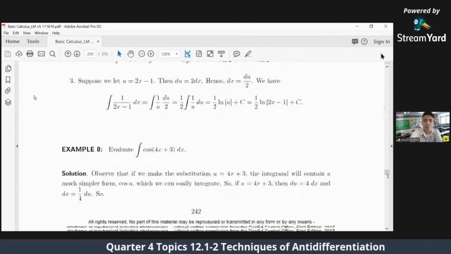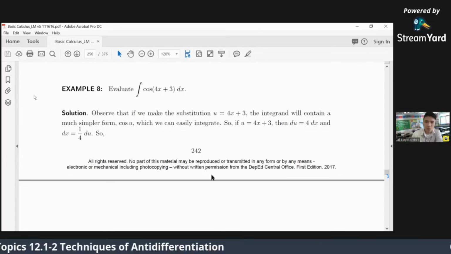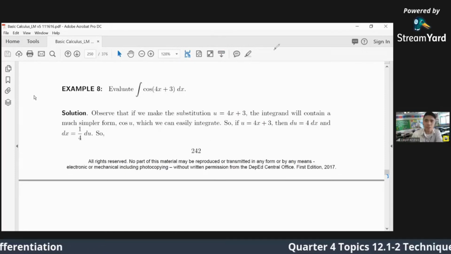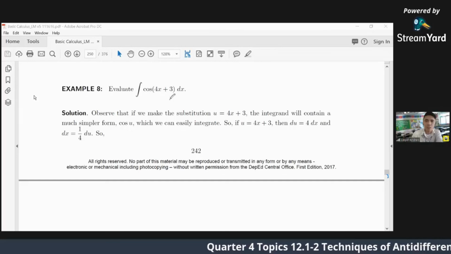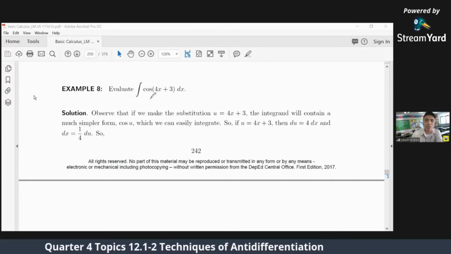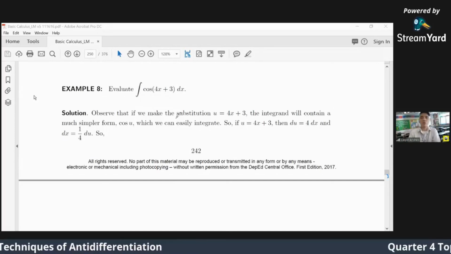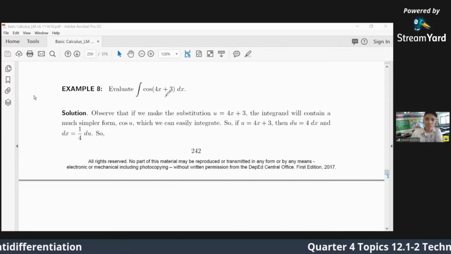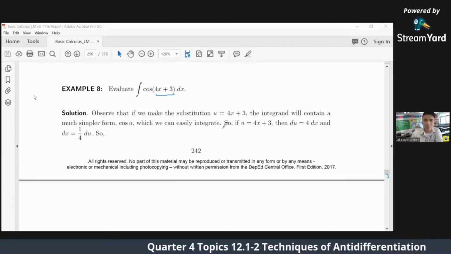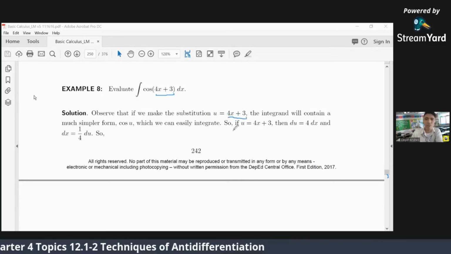Sample 8. So we have here, given is, the integral of cosine of the quantity 4x plus 3. Pag ingani po trigonometric function, usually ang gi-let x ana is kaning angle nimo, 4x plus 3. I mean, gi-let nimo na siya as u equals 4x plus 3.